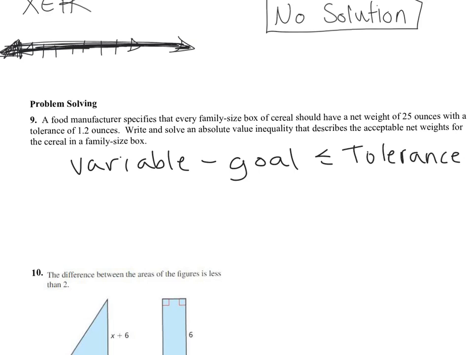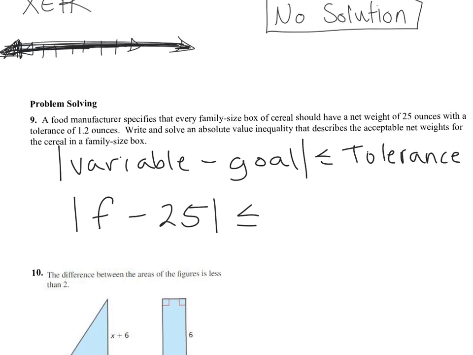Okay? So with that being said, if you always set it up like that, you're going to be spot on. So let's go ahead and see. The net weight of it is 25 ounces. That's our goal. So we can go ahead and say the variable for this thing is going to be, I guess, since it's food, we can call it F. So we have the absolute value of F minus our goal of 25 ounces, because that was our goal. That's what we want it to be. It should have that. It may not always, but it should be less than or equal to our tolerance.